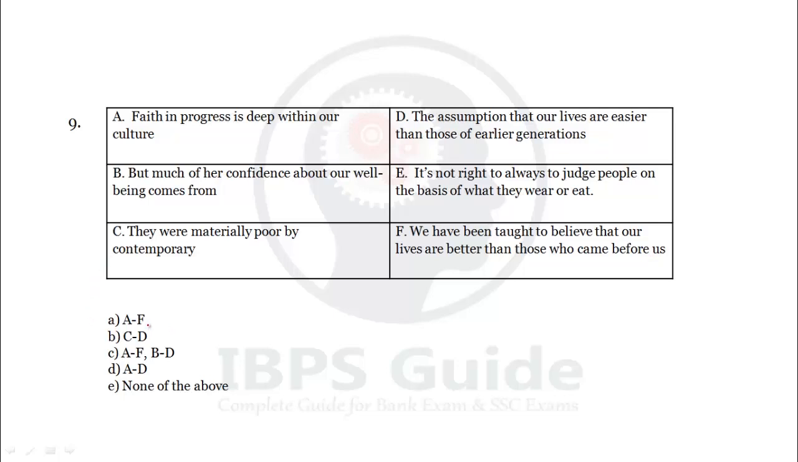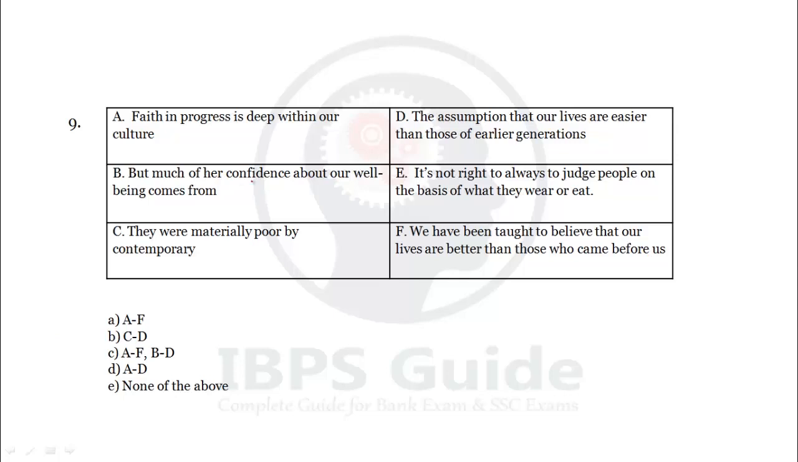A and F, first option. Faith in progress is deep within our culture. We have been taught to believe that our lives are better than those who came before us. Guys, I hope it is clear to you. That is definitely a correct sentence. But we also get AF and BD. So let's go for BD.